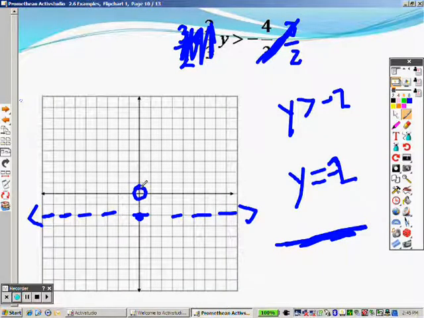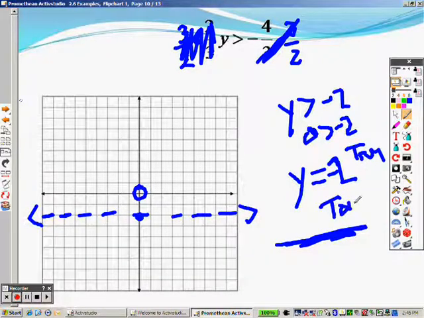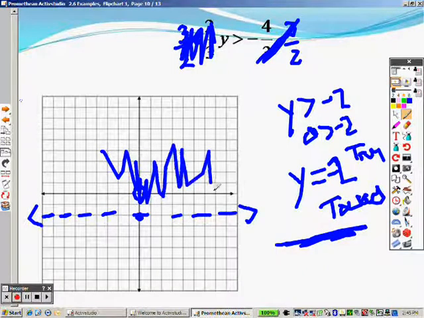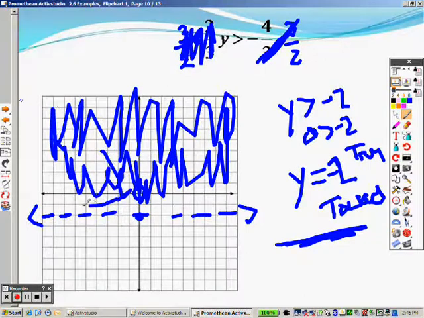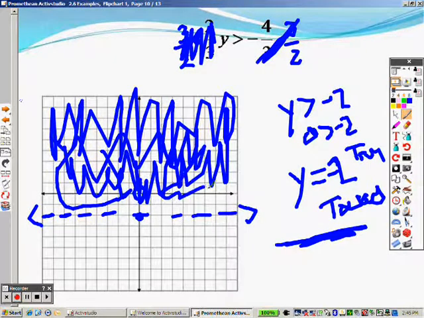Okay, so I need to pick a point not on that line. I'm going to pick 0, 0. So I plug it in. Is 0 greater than negative 2? Well, that is a true statement. Since it's true, I shade towards the point. So that means I shade everything towards the point, or everything up here. And there you go.